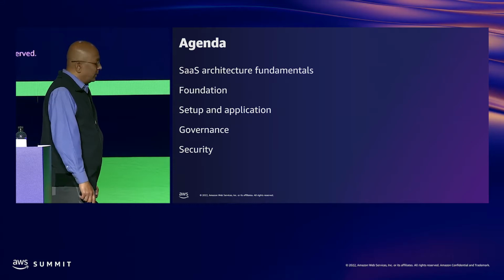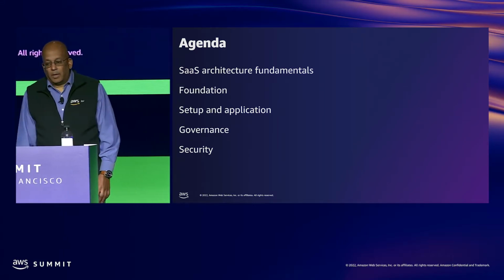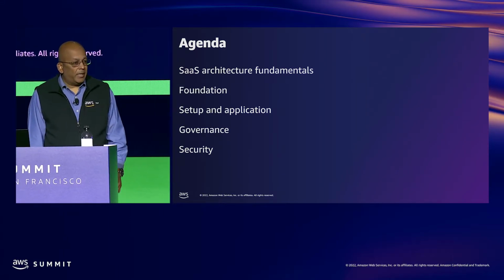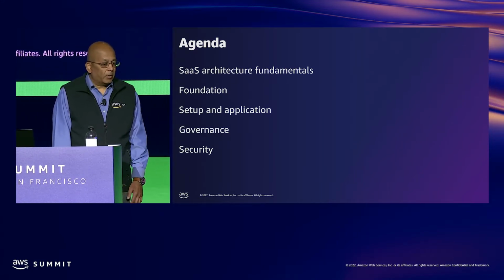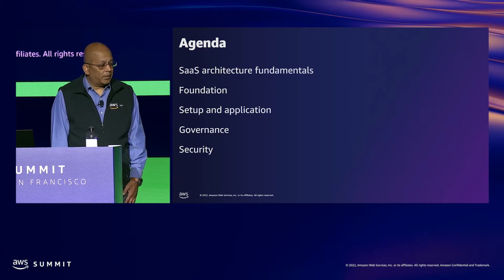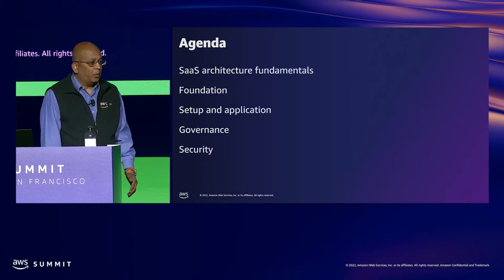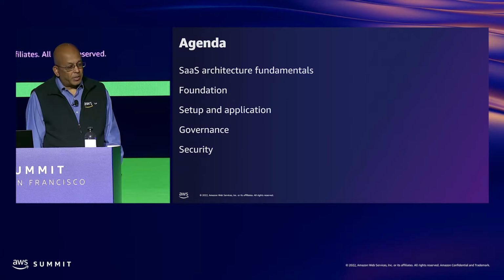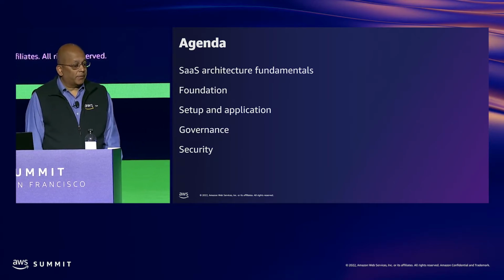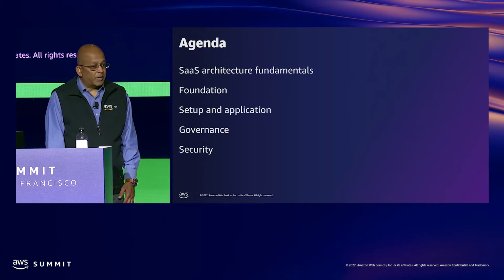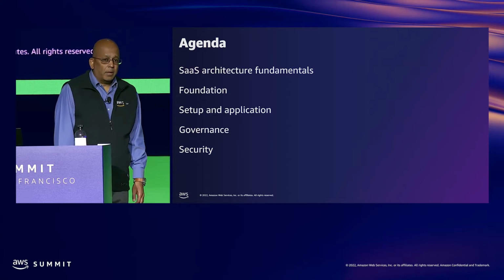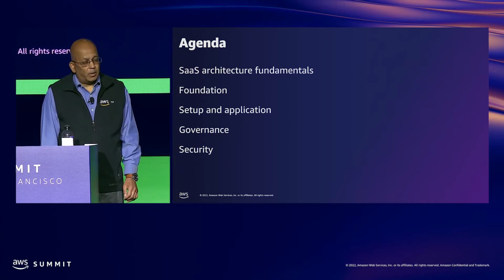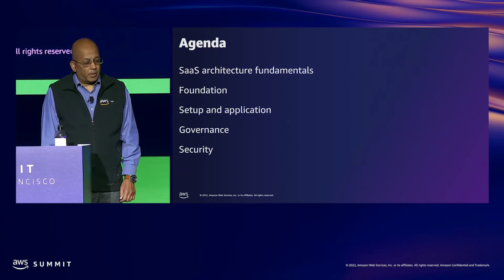A quick look at the agenda and what we'll be going through. We'll talk through some of the key outcomes and goals that you as a SaaS provider would want to create. So we'll talk through some of the SaaS architecture fundamentals. And then we'll start jumping into some of the services and solutions that are going to help you create this foundation on which you're going to build your application. We'll walk through the setup and how that works. We'll talk to some of the key governance and security aspects of it as well that come along as part of these solutions when you create them.